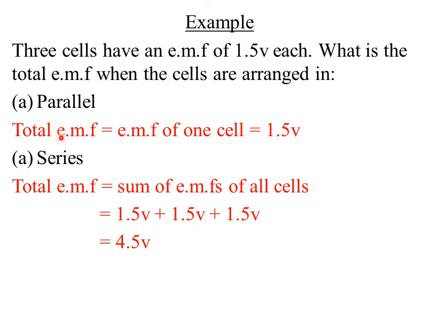So in parallel, total EMF is equal to the EMF of one cell, which is equal to 1.5 volts. Then in series, we have said that total EMF will be equal to the sum of the EMF of all the cells. That is the voltage drops across each bulb or across each component. So because there are 3 cells, it means the total EMF will be EMF for one cell plus the second cell plus the third cell. So that is 1.5 plus 1.5 plus 1.5, which amounts to 4.5 volts.